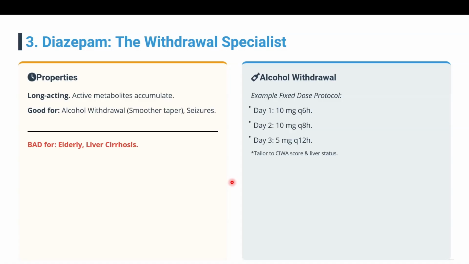So for diazepam, it is a long-acting drug, good for alcohol withdrawal. It is always bad for liver and elderly patients. So these are the key takeaway points. It is highly lipophilic, with a long half-life, and active metabolites are present. So it is bad for elderly and liver cirrhotic patients. The main indication is alcohol withdrawal, especially where a fixed dose long-acting taper is used.